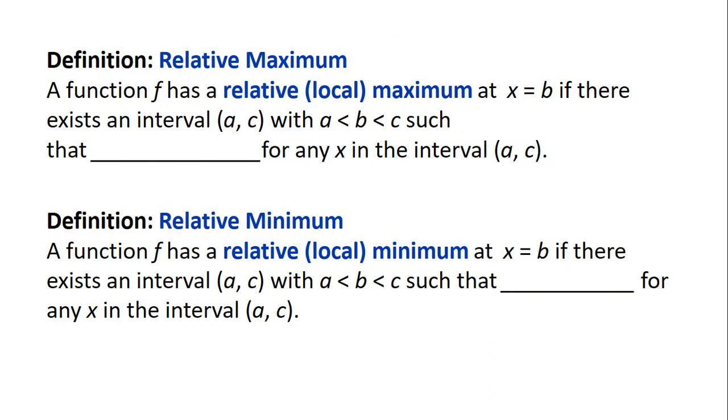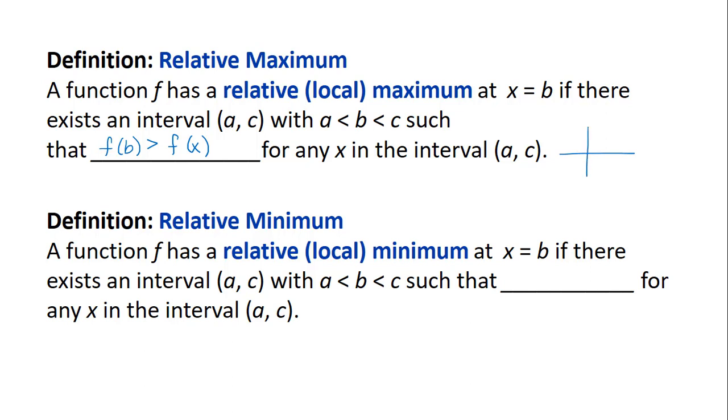So a function has a relative, or sometimes called local, maximum at x equals b if there exists an interval around b such that f of b is greater than f of x for any x in the interval a to c.